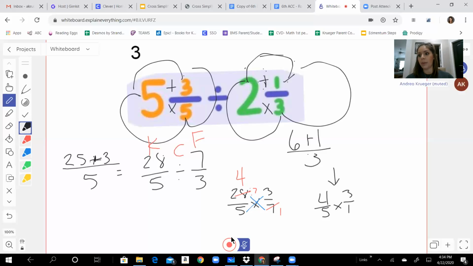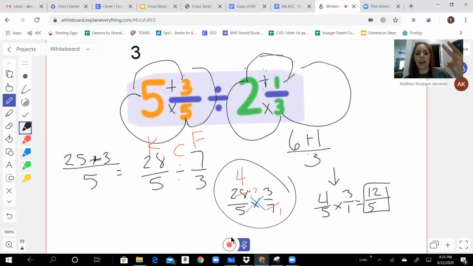You're still going to have to simplify. Whereas over here, my new problem, 4 times 3 is 12, 5 times 1 is 5, and this is a much smaller number to work with because we already did the work in here. So now we just need to make it improper mix. It takes 5 to make a whole, and we have 12. So I know that I already have 2 wholes. I need to find out my fraction though. So 5 goes into 12 2 times.